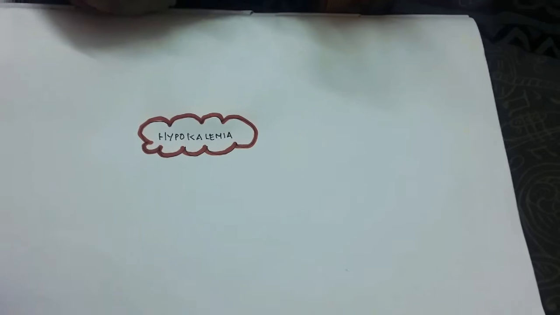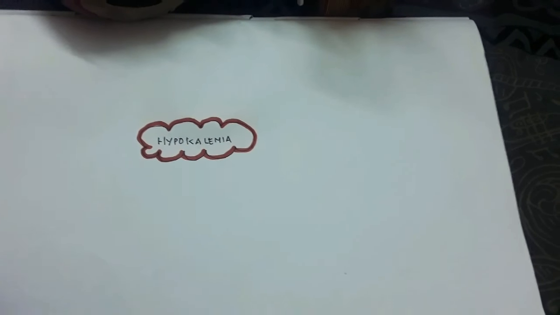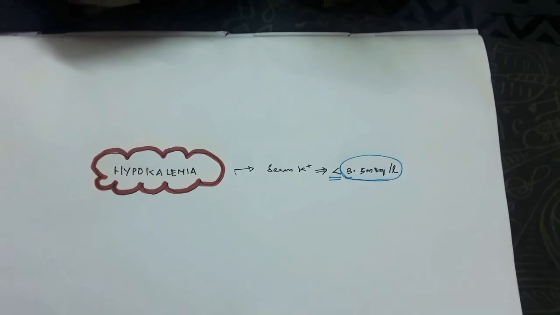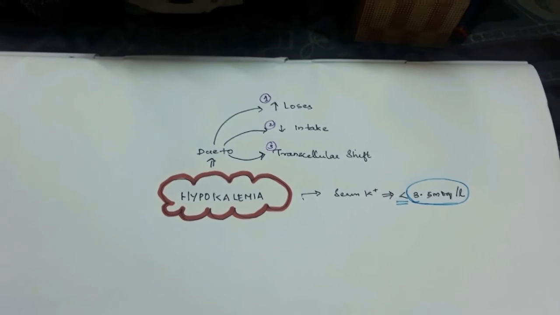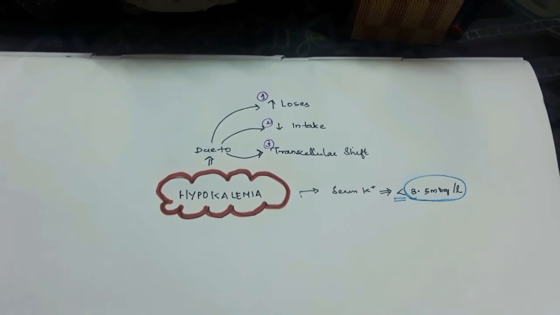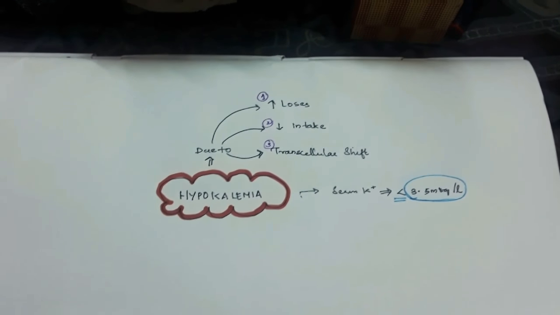Hi friends, today we're gonna learn about hypokalemia. It's defined as serum potassium levels less than 3.5 milliequivalents. Hypokalemia can be due to increased loss of potassium ions or decreased intake, or can be due to transcellular shift.